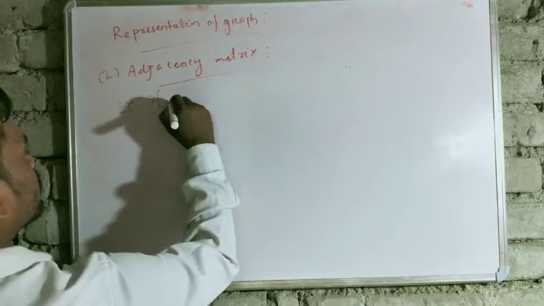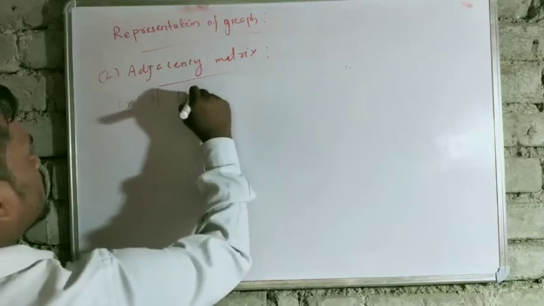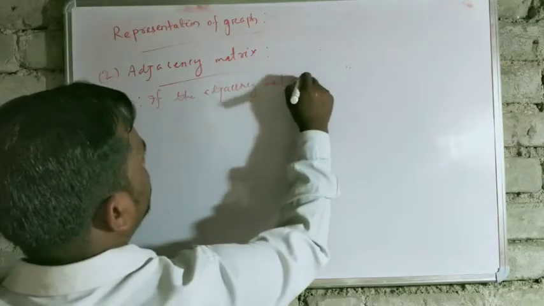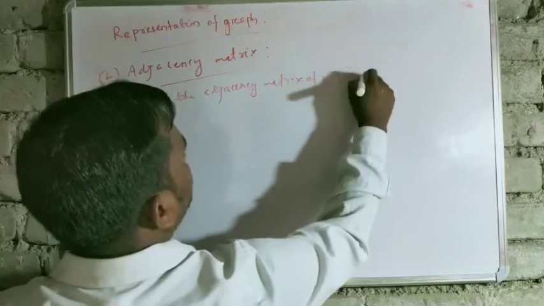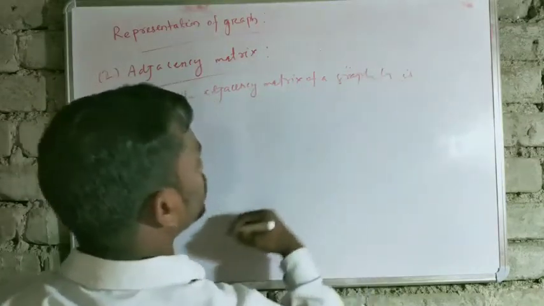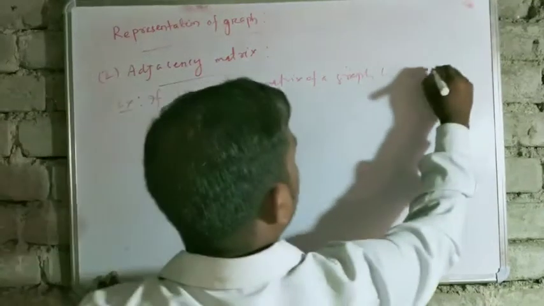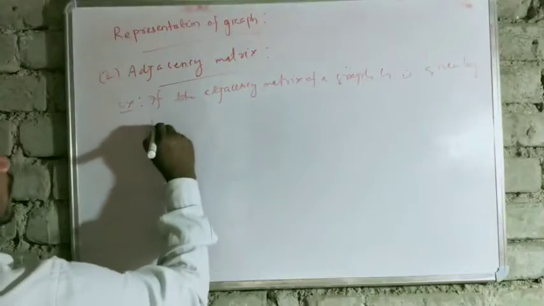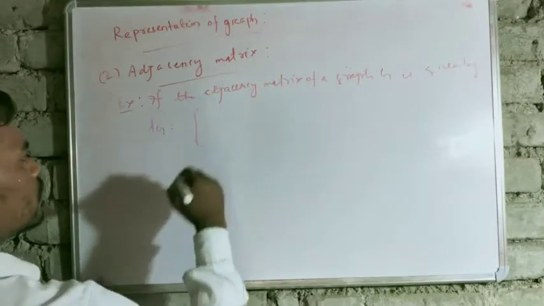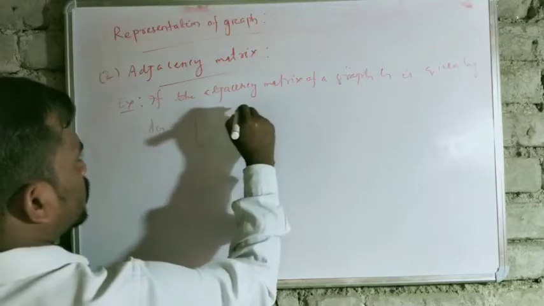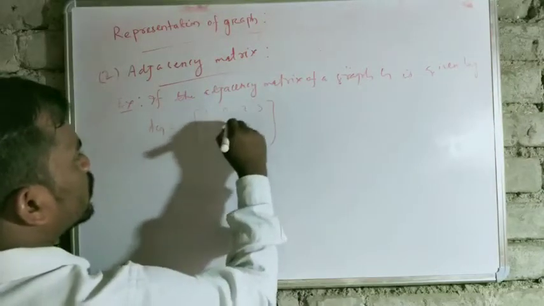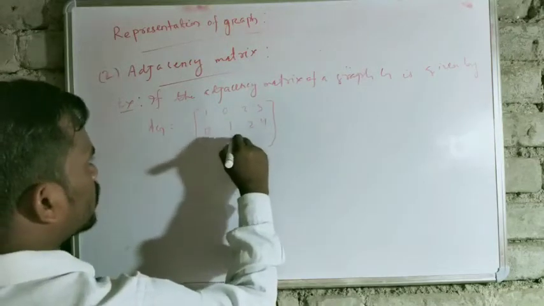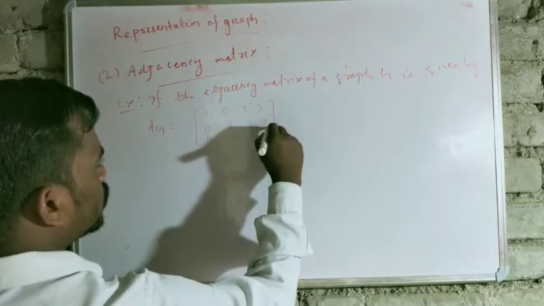If the adjacency matrix of a graph G is given by, this thing is given by A_G is equal to 1 0 2 3, 0 1 2 4, 1 2 2 0.